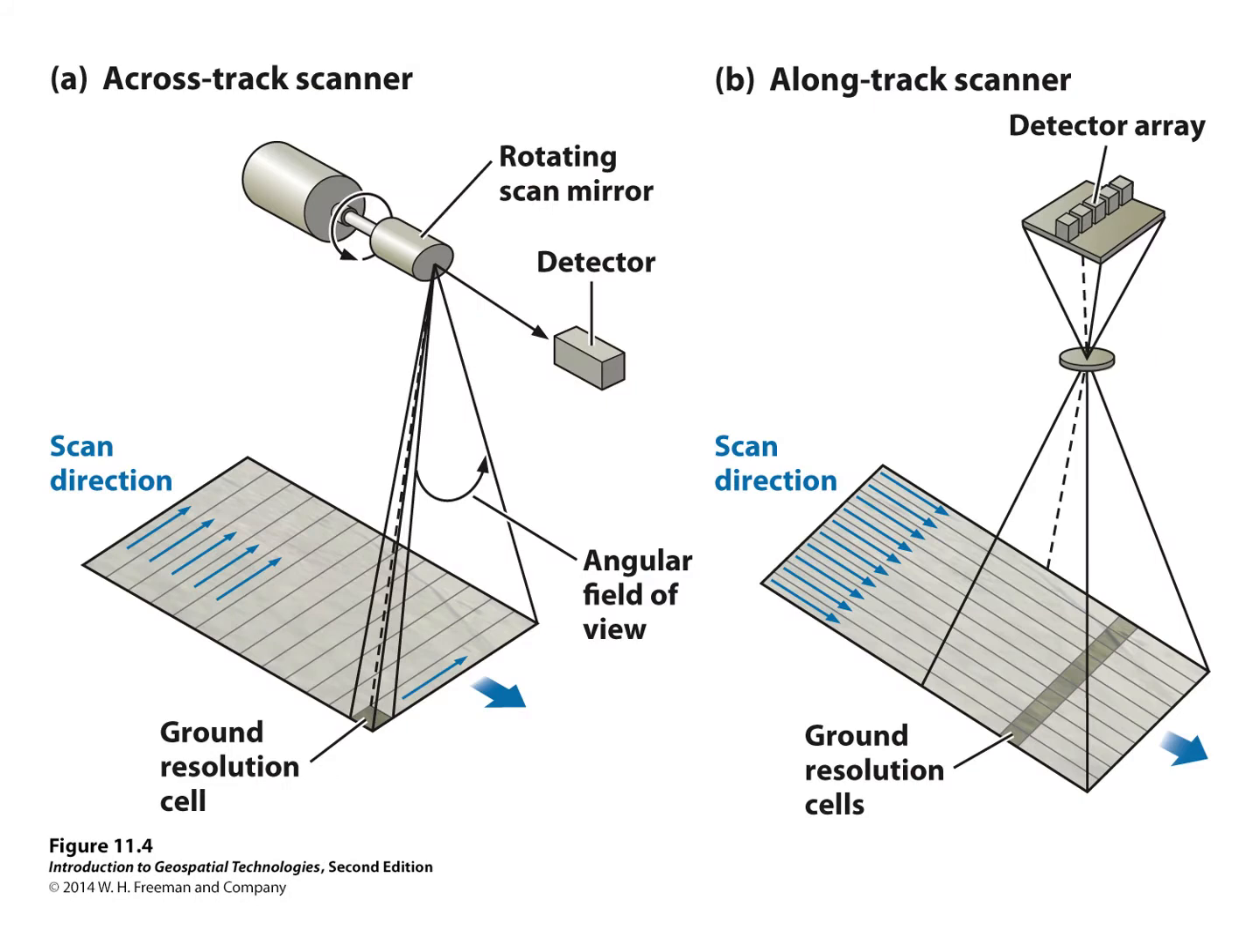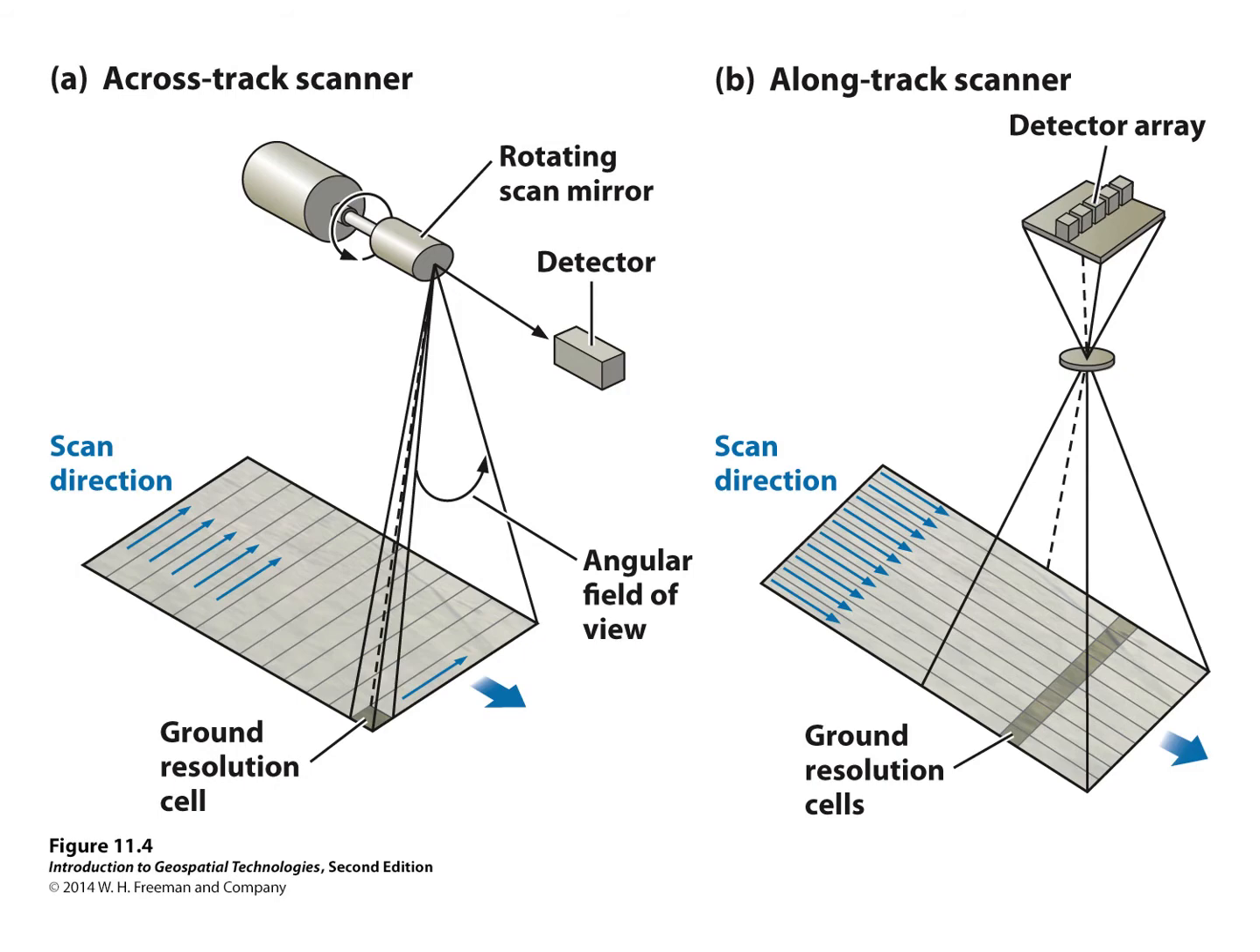The sensors in these remote sensing satellites generally come in two different types. One's called an across track scanner and one is called an along track scanner. These are commonly referred to as a whisk broom and a push broom. The whisk broom goes side to side, the push broom goes forward.